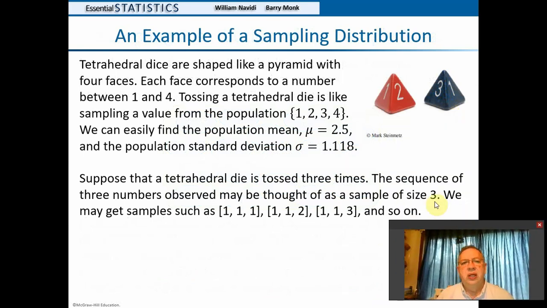So here's an experiment that we can consider to take a look at how this works out. This is a tetrahedral die, so it's got 1, 2, 3, and then on the bottom you have 4. So if we toss these tetrahedral dice, we're going to come out with these numbers. And if we did 4 of these, we'd come up with different numbers on each one, and then we could calculate the mean.